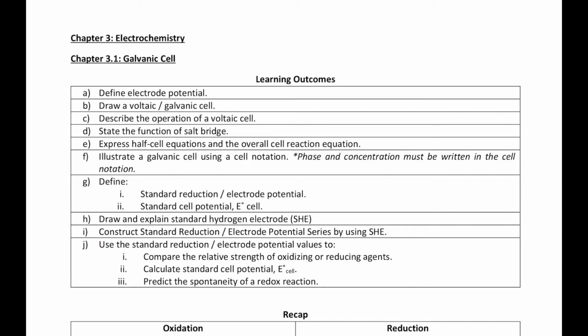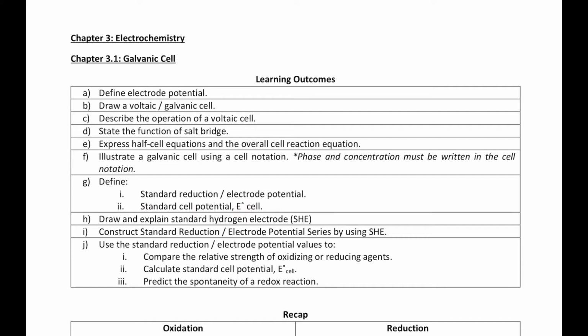Okay, right. So by the end of this lesson, you should be able to define what is standard reduction potential or standard electrode potential, and then standard cell potential in a cell. However, for standard reduction potential and electrode potential, I already covered dekat part atas ni. Okay, alright. And then standard cell potential is something new lah.